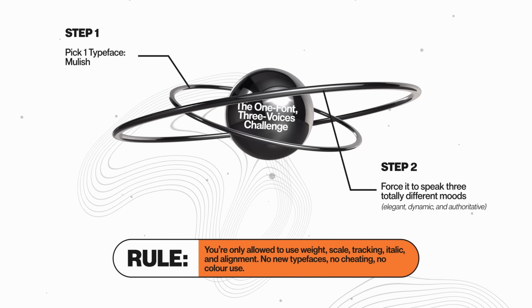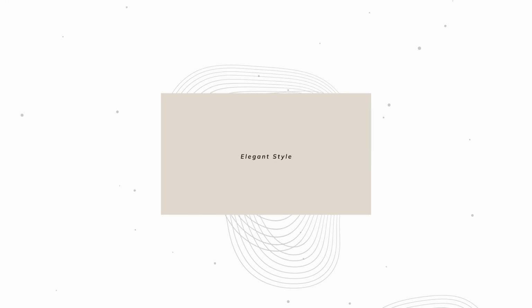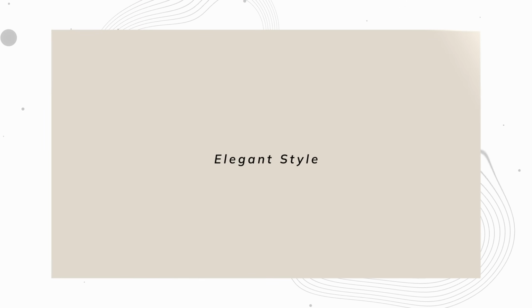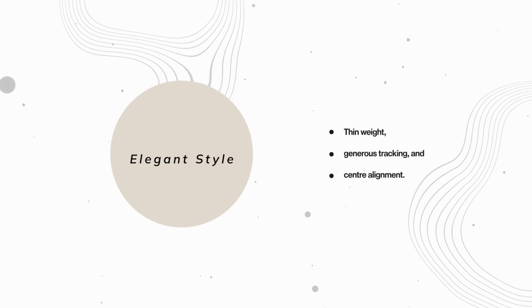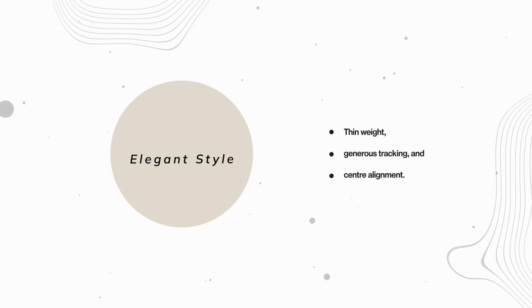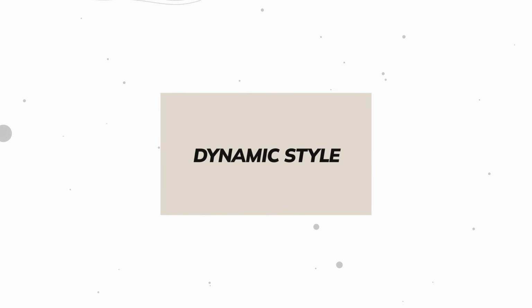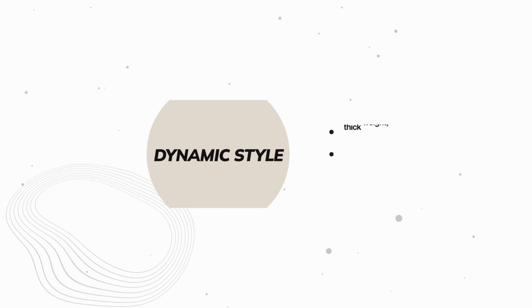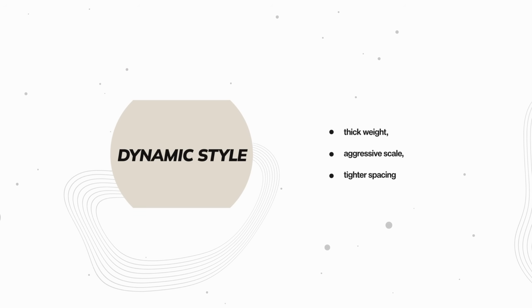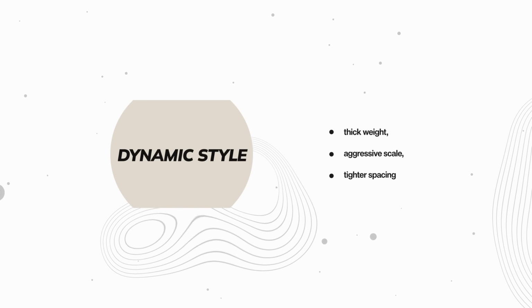Let's start with the elegant style. So Mulish suddenly becomes soft-spoken and delicate, almost like it's trying to recite poetry in a candlelit room. Thin weight, generous tracking, and maybe a quiet center alignment. And then we flip it. Now Mulish goes completely dynamic. Thick weight, aggressive scaling, tighter spacing, and the letters practically sprint across the layout. It's the same typeface, but just a completely different personality.